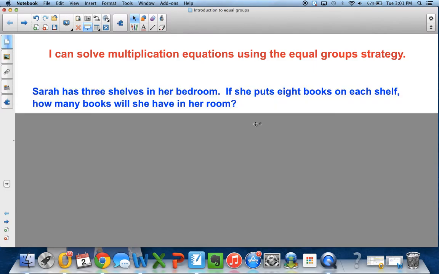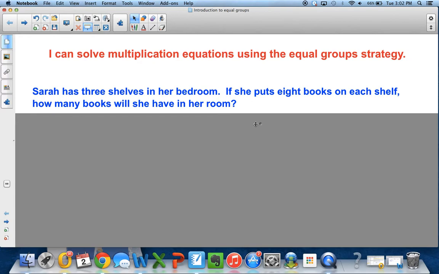Sarah has 3 shelves in her bedroom. If she puts 8 books on each shelf, how many books will she have in her room? Well, before I go any further, I have to visualize and think about the bedroom, and I have to think about seeing 3 shelves in her room. I can see 3 shelves, each individually on her wall or somewhere stacked in the room, and 8 books on each shelf.